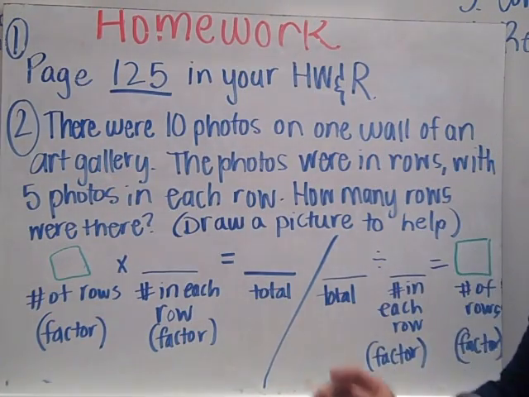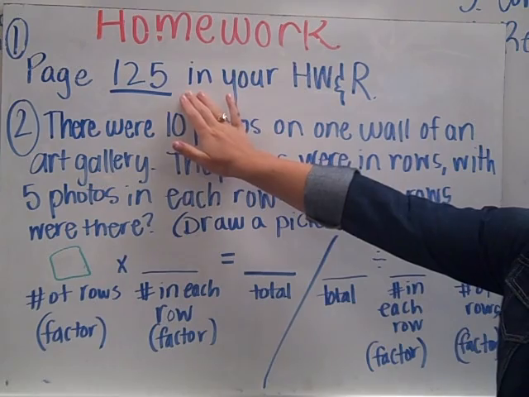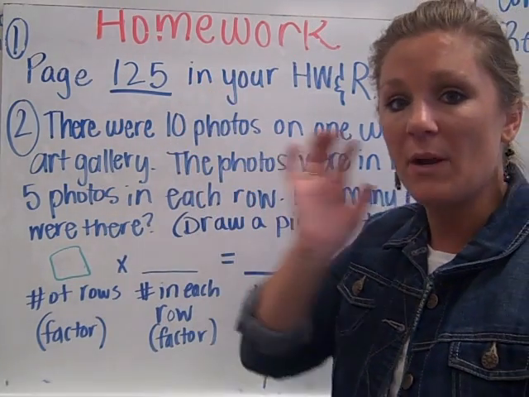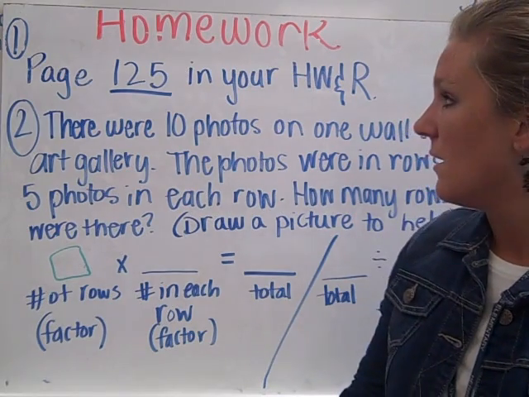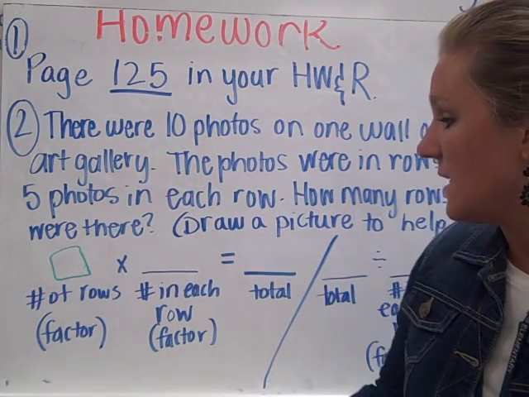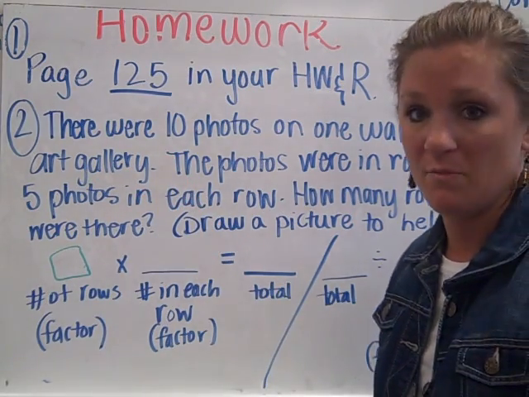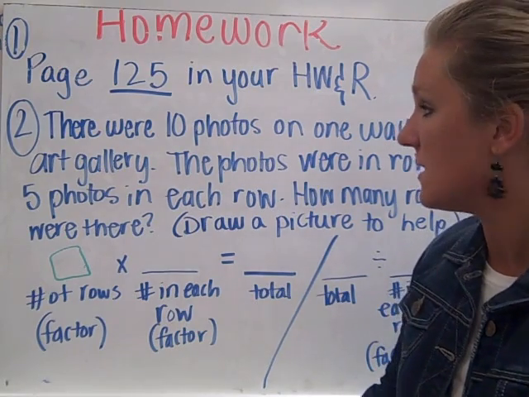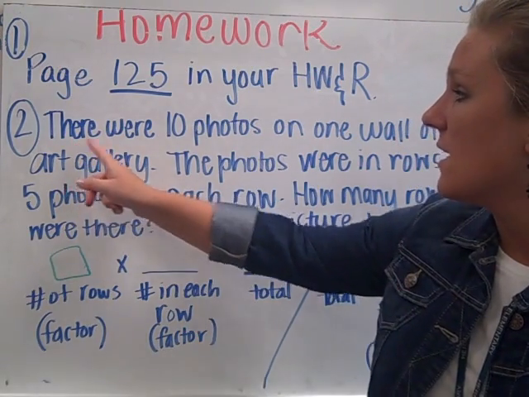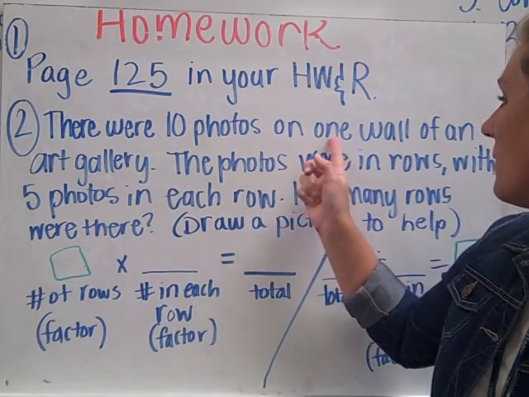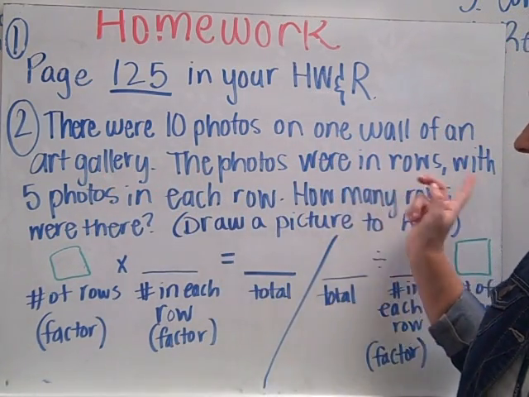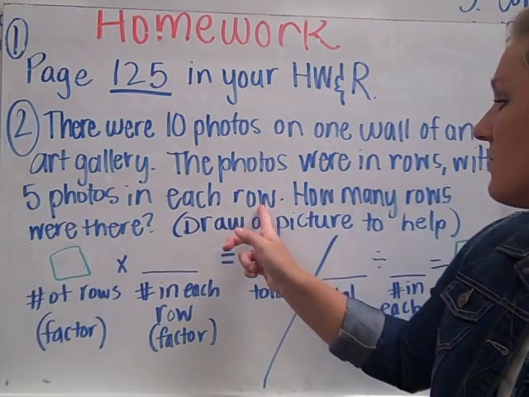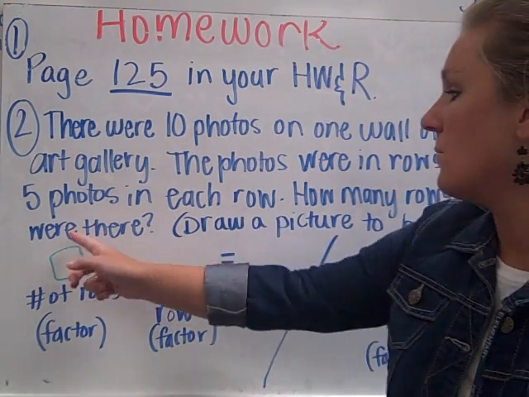What I'd like for you to do is page 125 in your homework. Okay, these are word problems just like we were just doing. And then I'd like you to try this example, which is exactly what we've been doing, the 2 examples we just did together. This says, there were 10 photos on one wall of an art gallery. The photos were in rows with 5 photos in each row. How many rows were there?